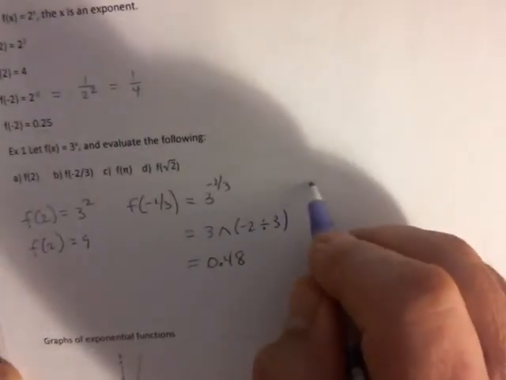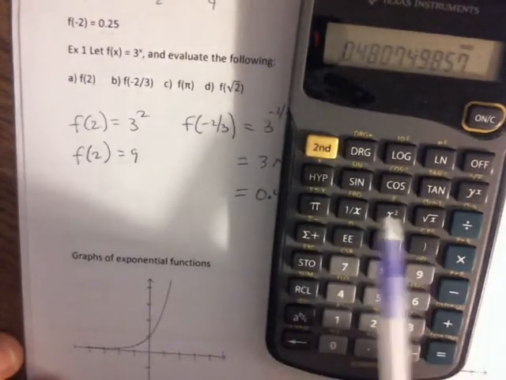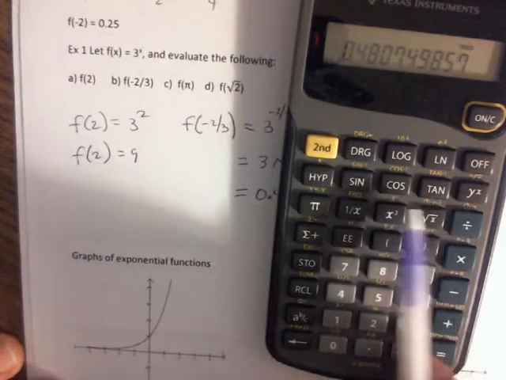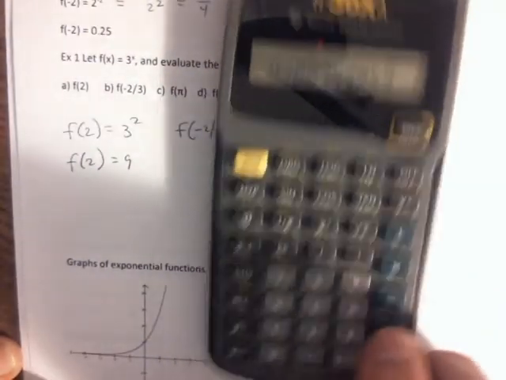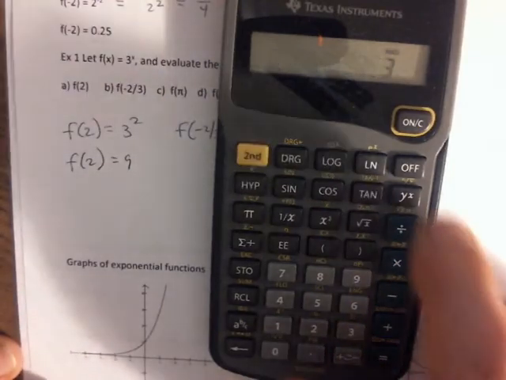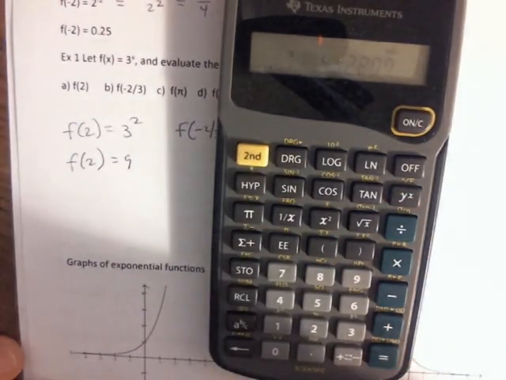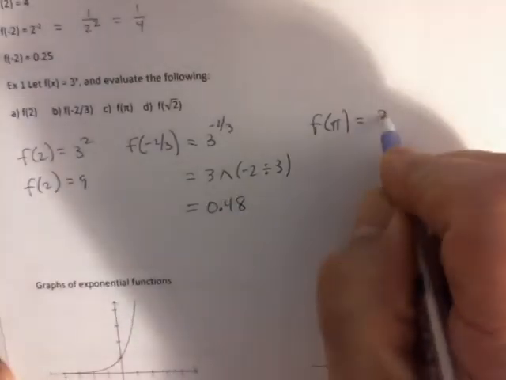The next one, f of pi. Well, most of your calculators have pi, either as a button on its own or in one of the second functions. So if I want to do 3 raised to the pi, in this calculator, I would do 3 y to the x pi equals, and I get 31.54.